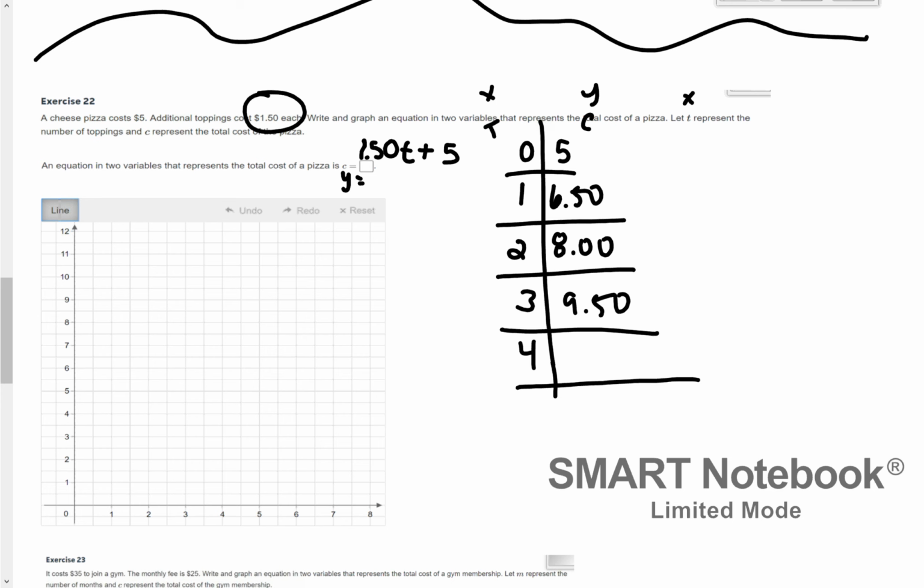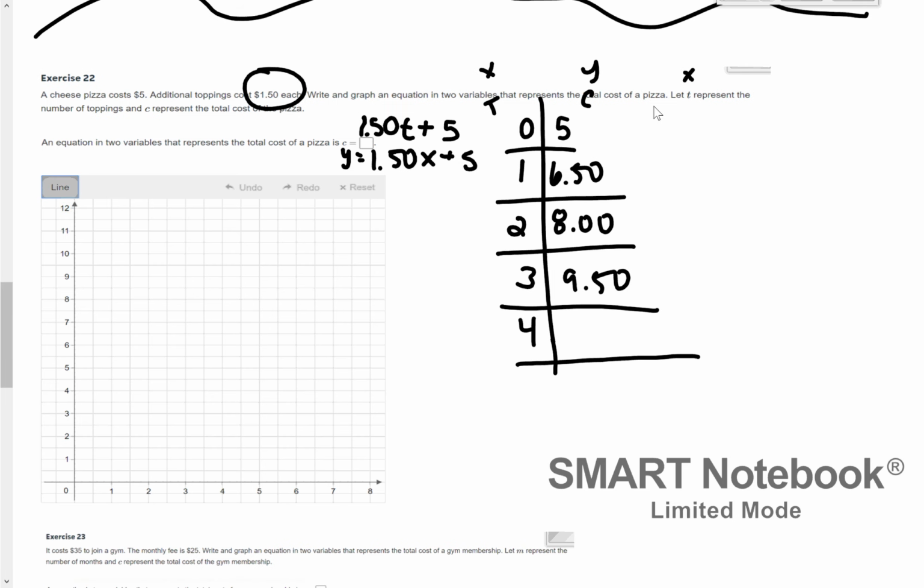Okay, if we did y and x, which it's going to mark it wrong if you put in y and x, it would be y equals $1.50 times x plus 5, but then we need to substitute in that C and that T, because the big idea is we'll mark it wrong if you put in a y and an x, because they told you what letters to use.